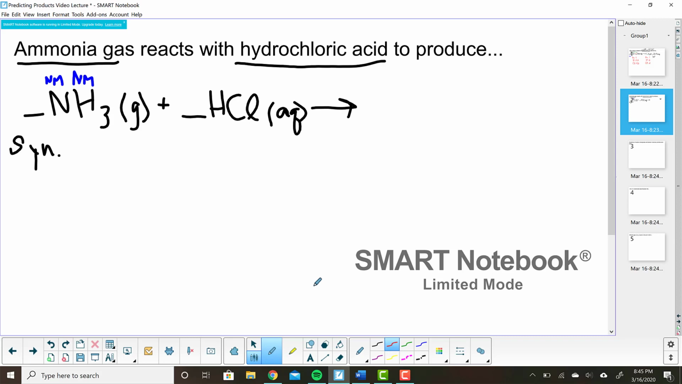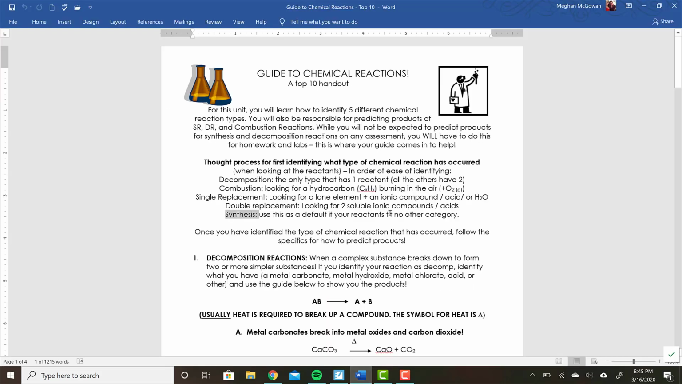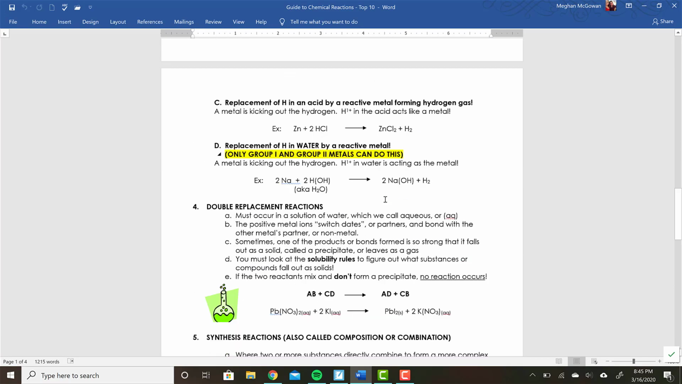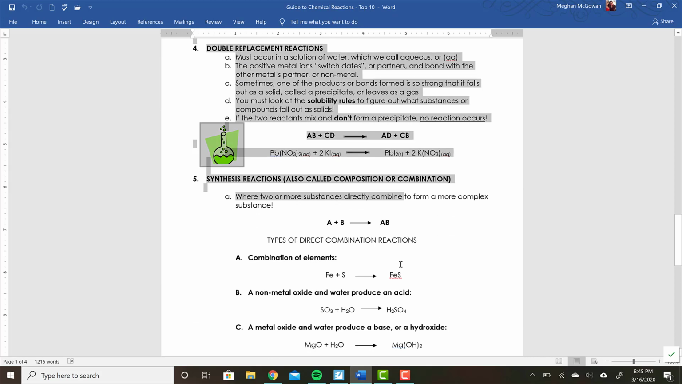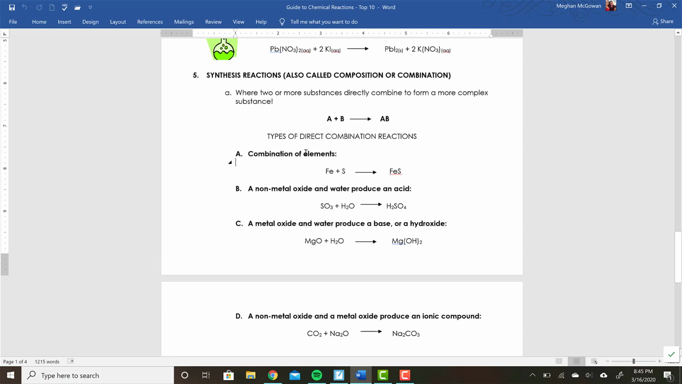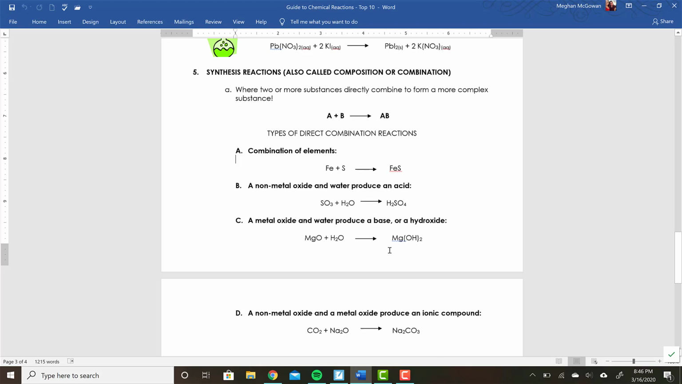So how do I deal with this synthesis situation? Well, I definitely need to scroll to that section of the guide to chemical reactions. Okay, synthesis. If I'm looking at my options here, I see combination of elements. That's not what I have. Non-metal oxide and water. I don't have any water. Metal oxide and water. Don't have any water. Okay, I could have a non-metal oxide and a metal oxide to produce an ionic compound, but I don't have any oxygens. So how do I go about solving this problem?